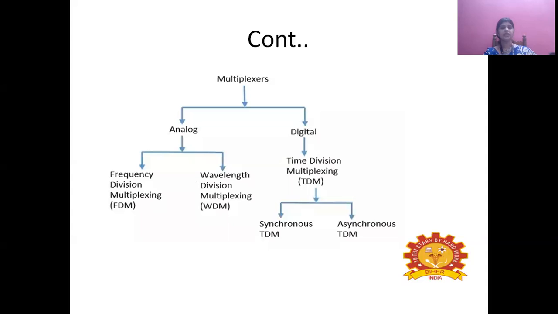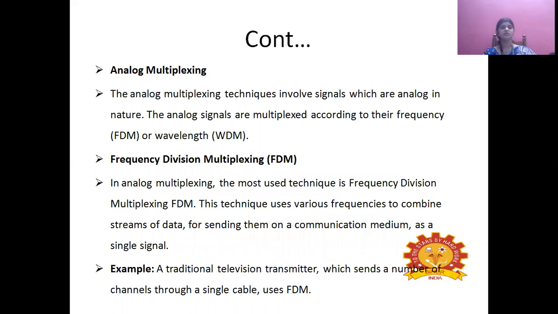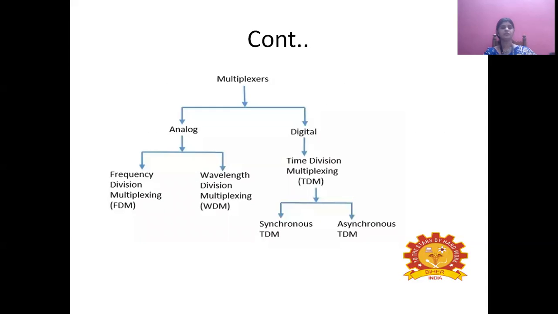So the various categories of multiplexers are analog and digital. The various categories of analog multiplexing are frequency division multiplexing and wavelength division multiplexing. The various categories of time division multiplexing are synchronous TDM and asynchronous TDM.